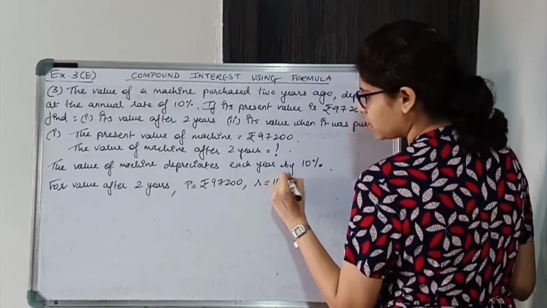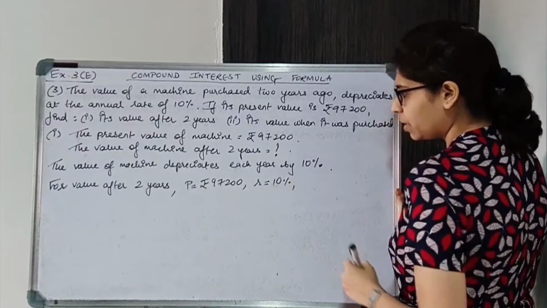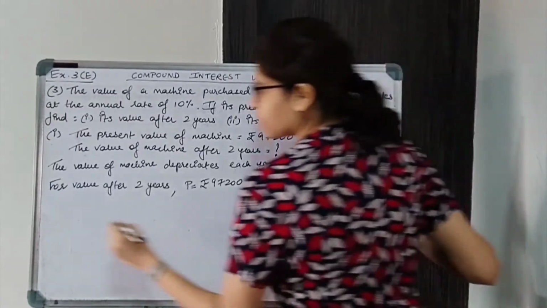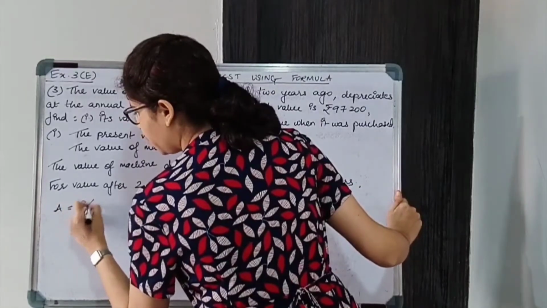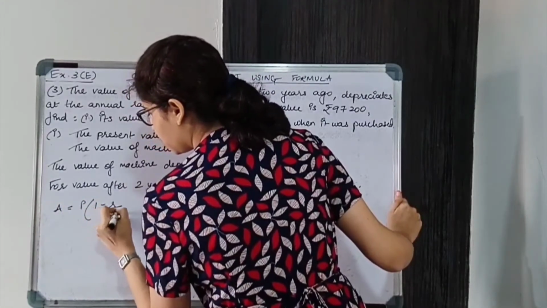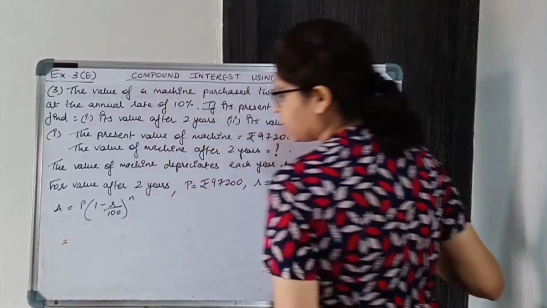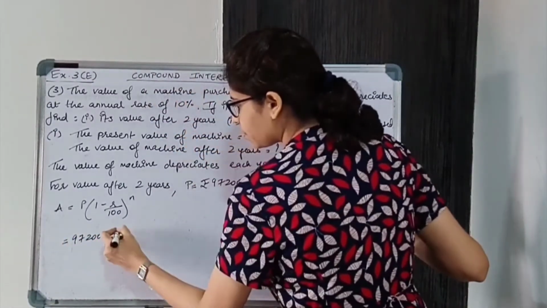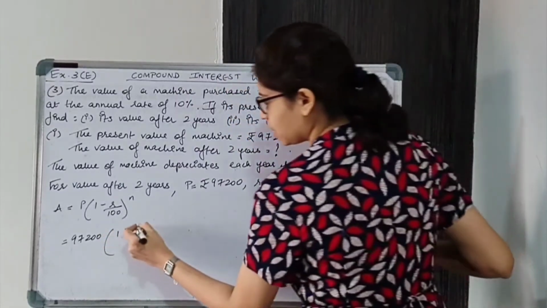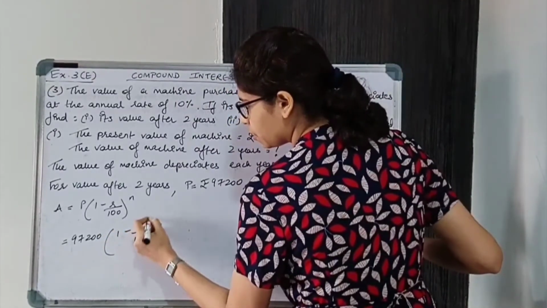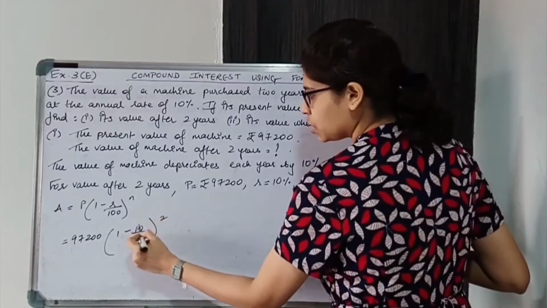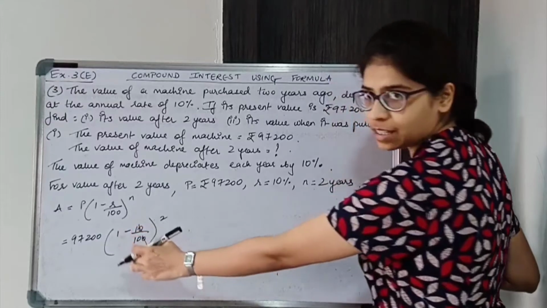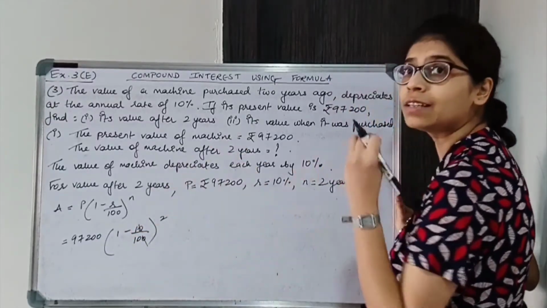Rate of interest is 10%, and number of years is 2 years. So A is equal to P into 1 minus R upon 100 raised to N. Now P is 97,200, R is 10 upon 100, and N is 2. The 0 and 0 get cancelled here, but here and here you cannot cancel, because there is a sign in between. First solve the bracket and then cancel.